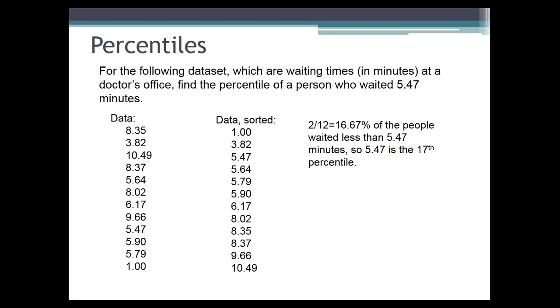Different textbooks will tell you some different details on calculating these. Let's just do it this way, and we'll always round to the nearest whole number. So we're just counting the number of observations that are below the thing we're looking for the percentile of, divided by the sample size, convert it to a percent, and round it to the nearest whole number. So this is the 17th percentile.